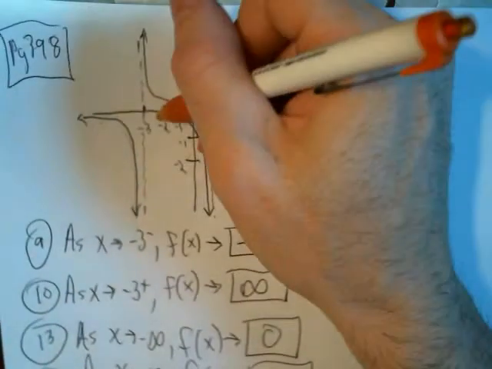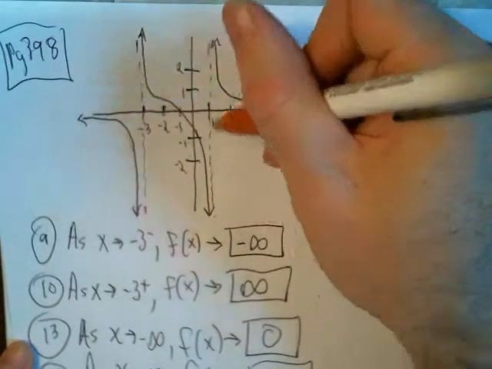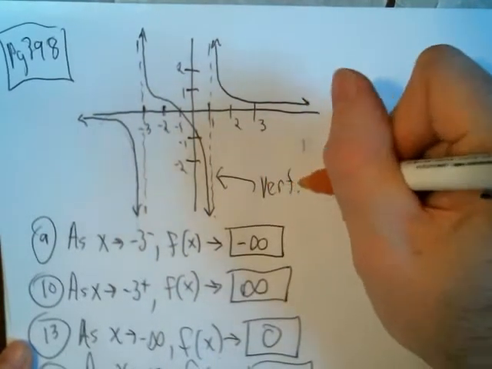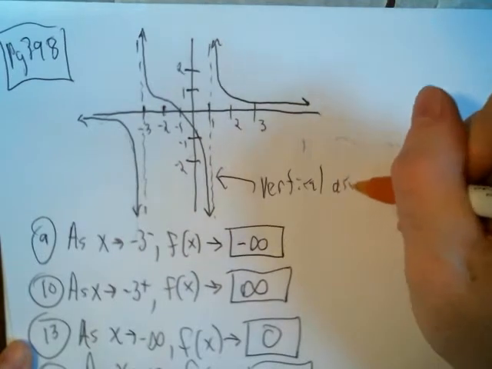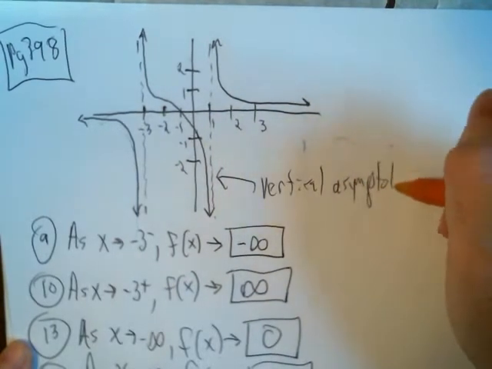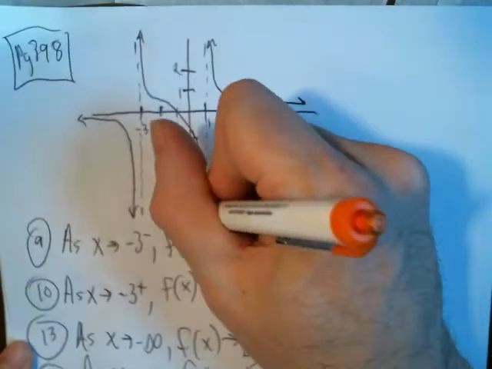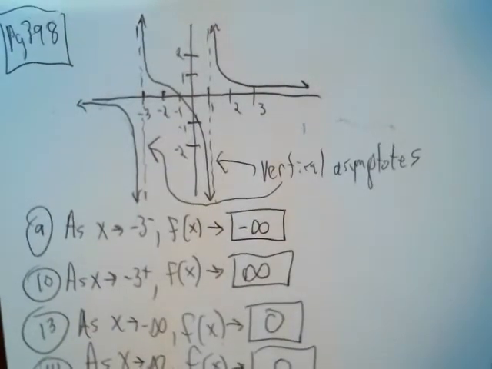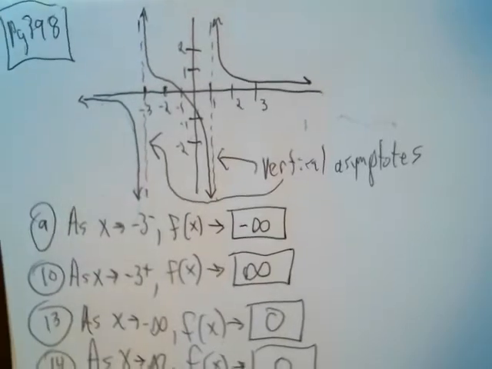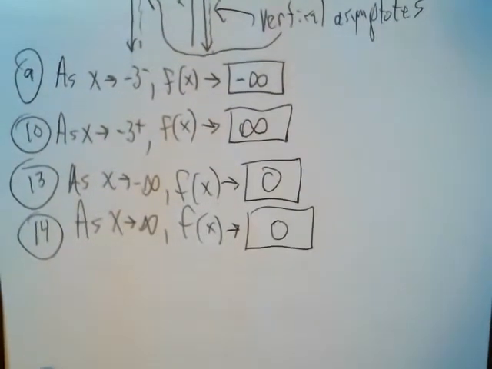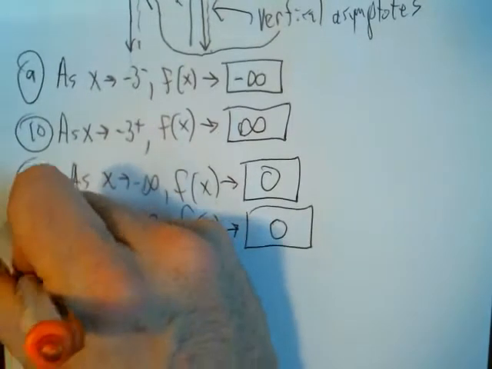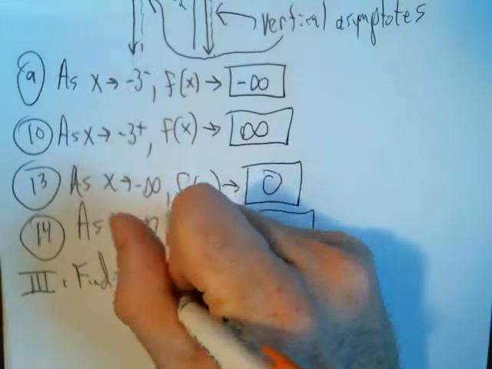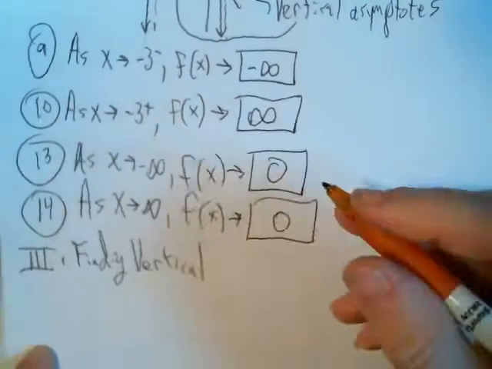Okay, these vertical lines here at -3 and 1, we're calling those things vertical asymptotes. And you'll have these things when the numerator is not 0, but the denominator is. Okay, so section 3, finding these vertical asymptotes is our task.